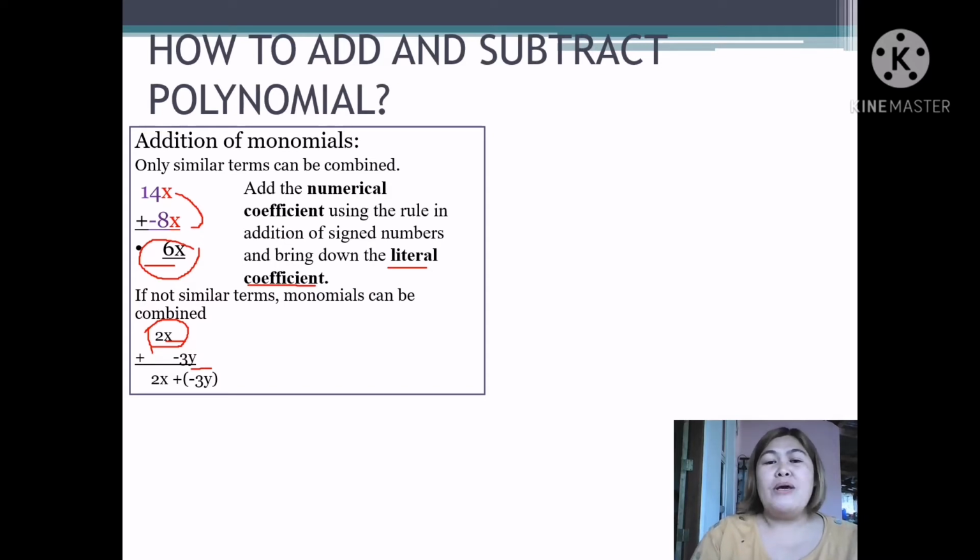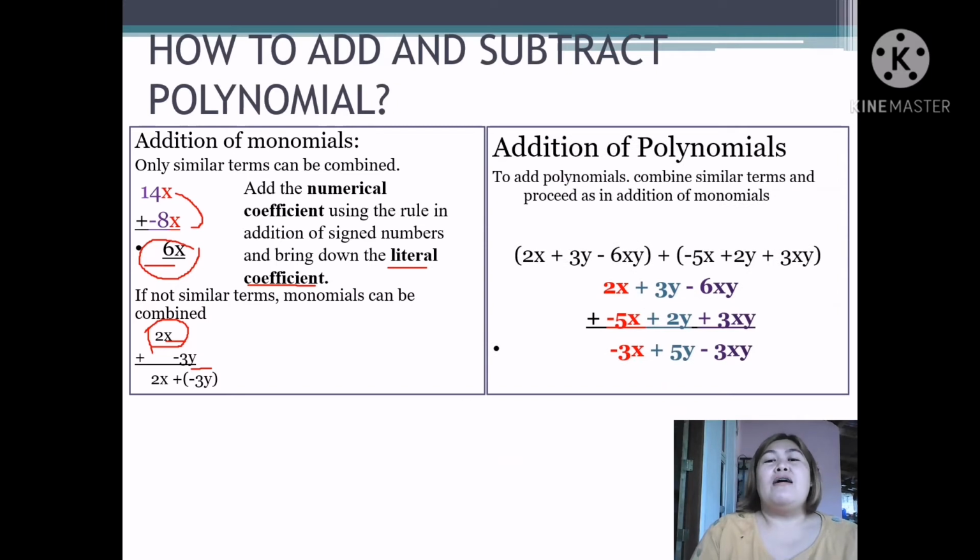So this time we can now proceed with the addition of polynomials. What are the rules in adding polynomials? In adding polynomials, combine similar terms and proceed as in addition of monomials. So let us first combine those terms with similar terms, and then carry on with the rules of addition of monomials. In our example, we have 2x plus 3y minus 6xy plus negative 5x plus 2y plus 3xy.